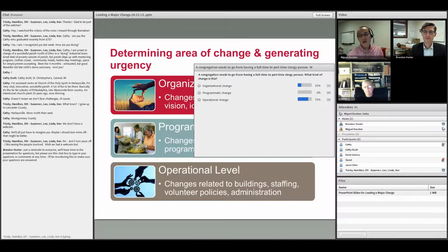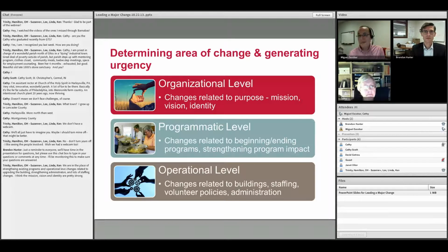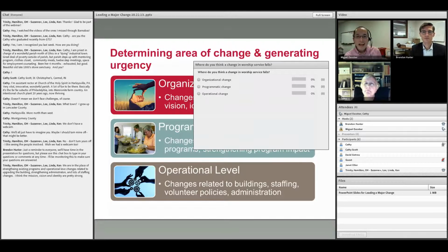But one of the things we really hope for is that congregations have a sense of identity, have a sense of mission and vision that is facilitated by the clergy person and not dependent on it. So let's go to the second question. My favorite question of them all. Where do you think a change in worship service would fall?